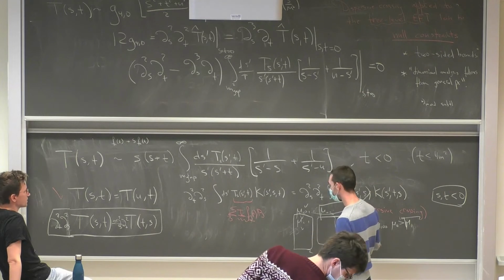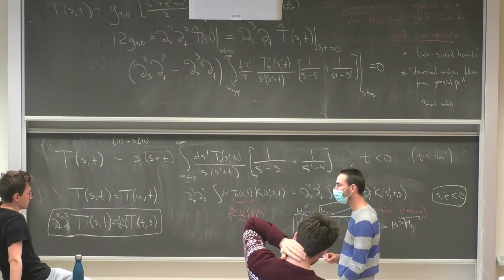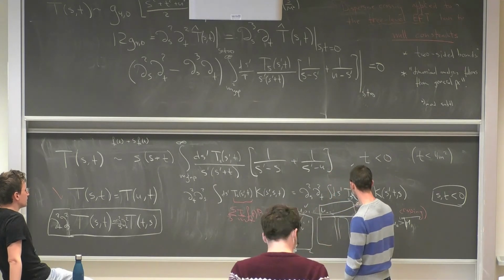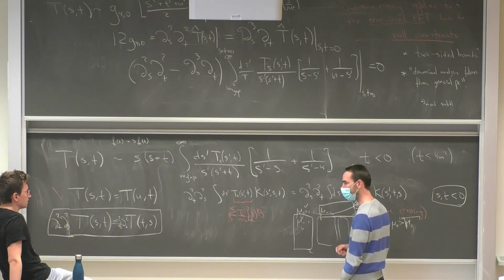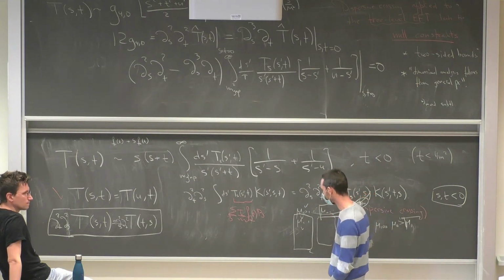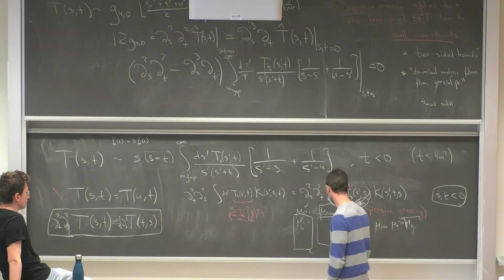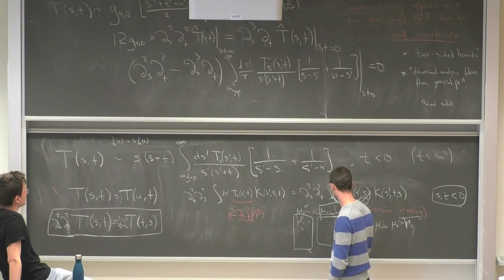Okay, so you're saying it's not without crossing. Crossing is necessary to say that one of these is bounded, that's where it enters, but the moment bounds are already giving you this thing.